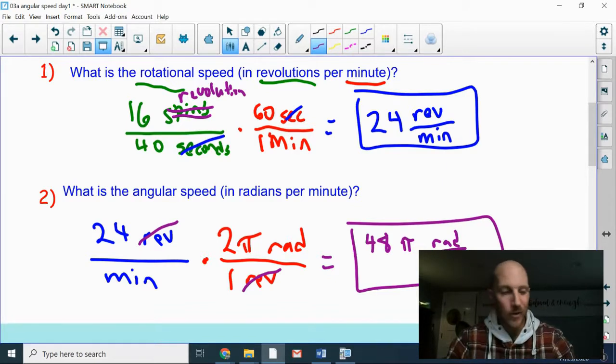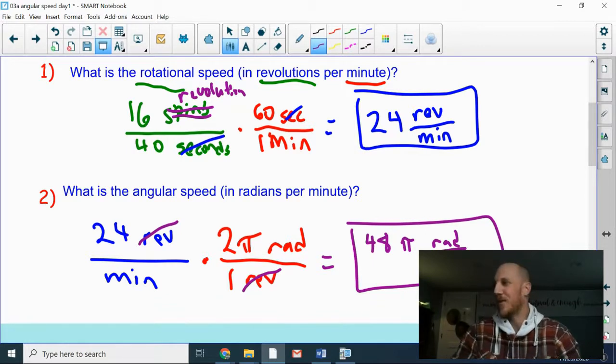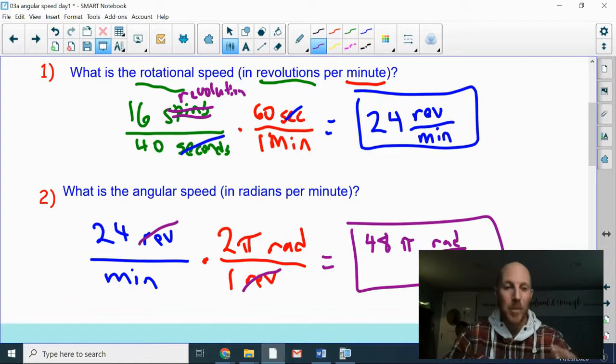If you were to describe how fast your car was going down the street, you're probably not going to describe the tires going like 48 pi radians per minute, just as an example, because nobody would have any idea what that is. But that is how we describe angular speed.